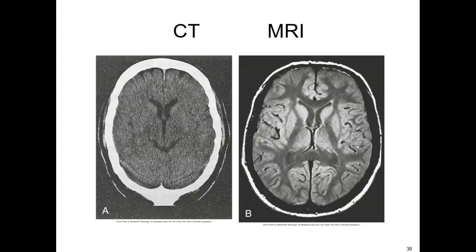Here's a CT and here's an MRI. CT is pretty much down and dirty, will show us areas of infarction, but is not as sensitive as an MRI. But in emergency situations, CT is preferred. MRI might be able to show smaller lesions.